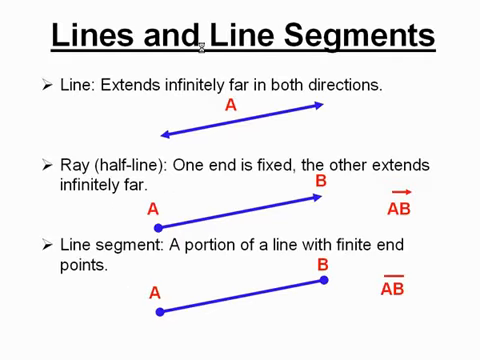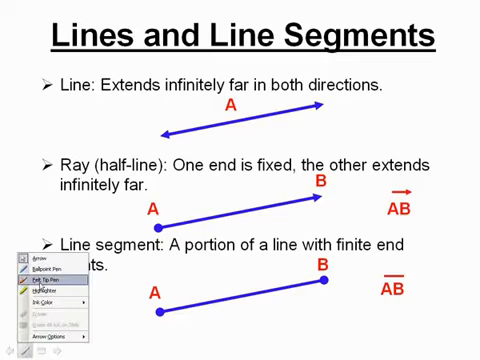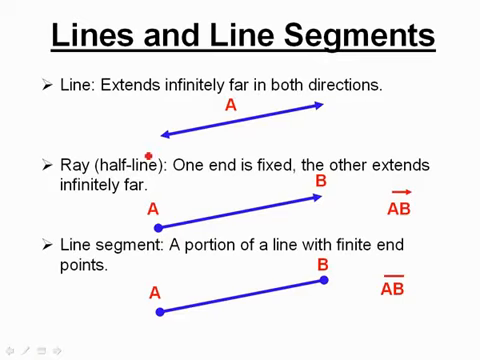Okay, so lines and line segments. A line extends infinitely far in both directions. So you'll see that I'll just grab the felt tip pen tool, and you'll see that there's a little arrow at the end of each side. That basically means that although there's a certain length that you can measure that's drawn, it doesn't end there, it just keeps going. So it would be as though the line just keeps on going.